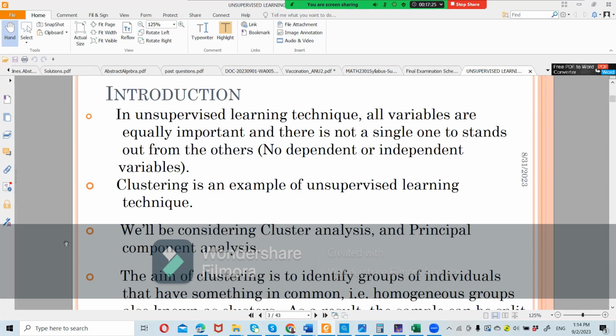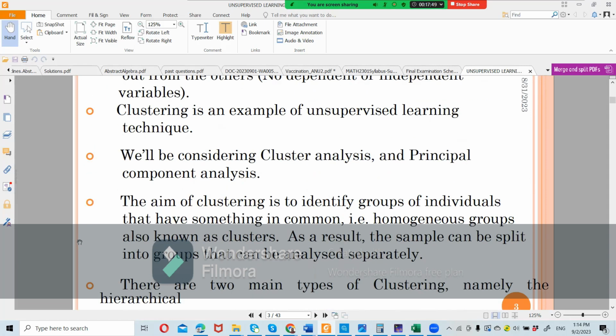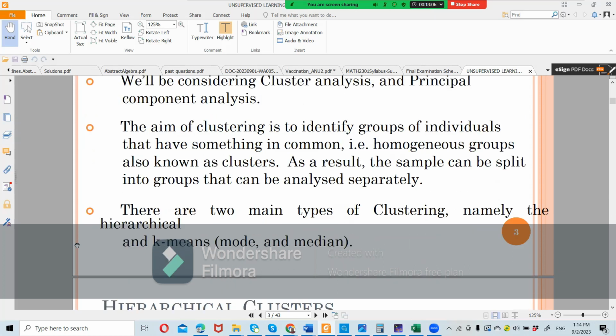When you talk about unsupervised learning as a whole, it assumes that there's no variable that is particularly important. Unlike supervised learning, where we have a particular variable being dependent and other variables independent, in unsupervised learning what we are interested in is the similarities among a set of variables. Now we are going to be talking about hierarchical clustering and k-means clustering. Next slide, please.